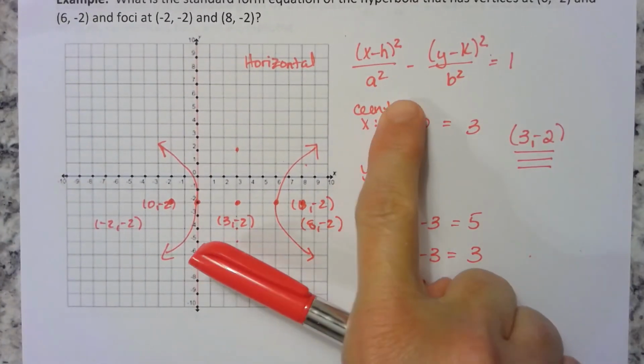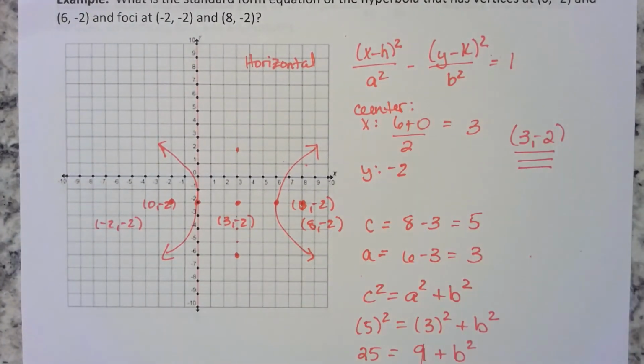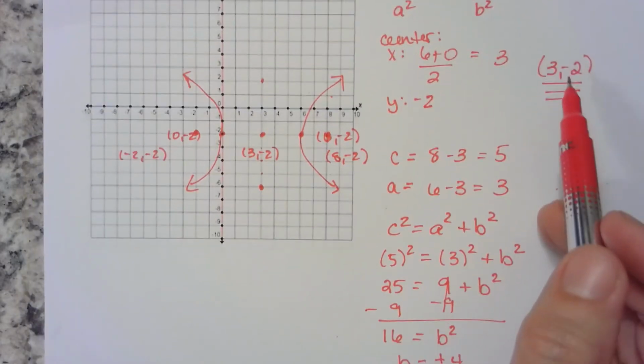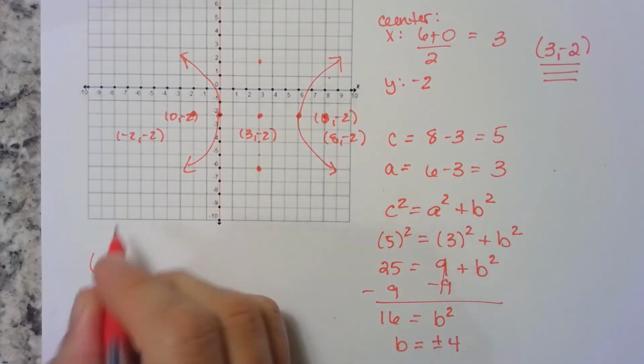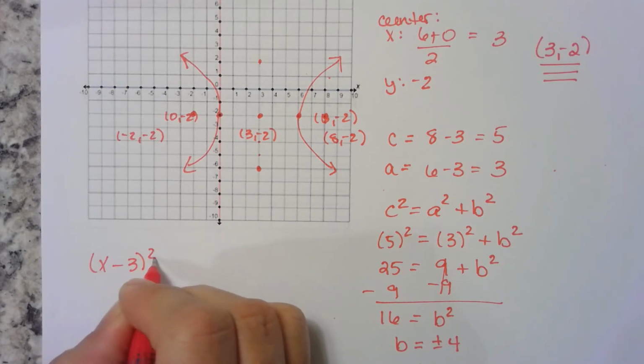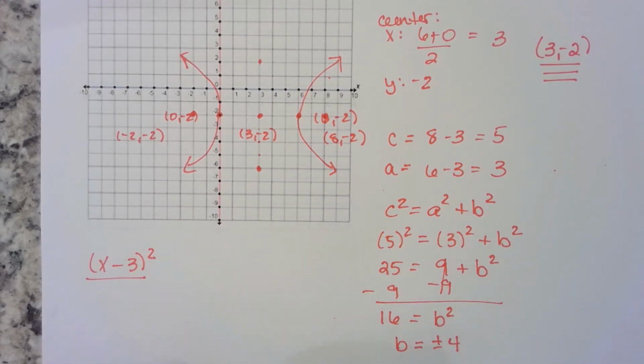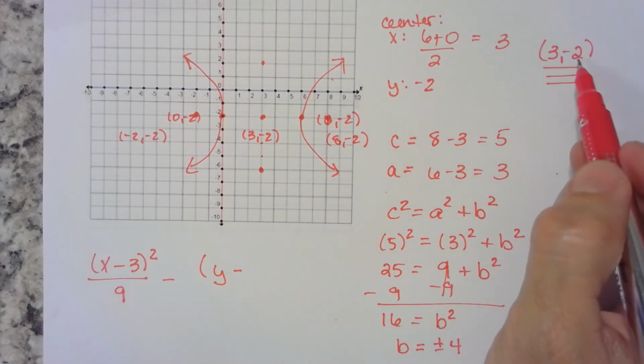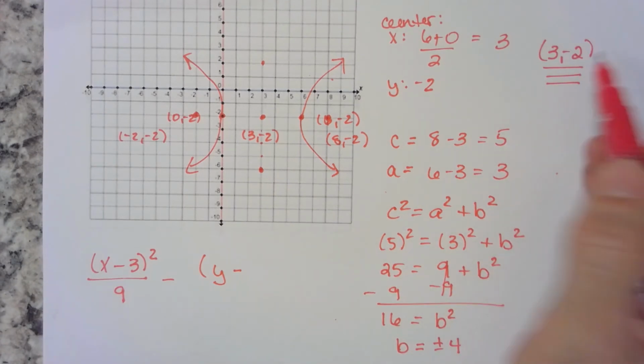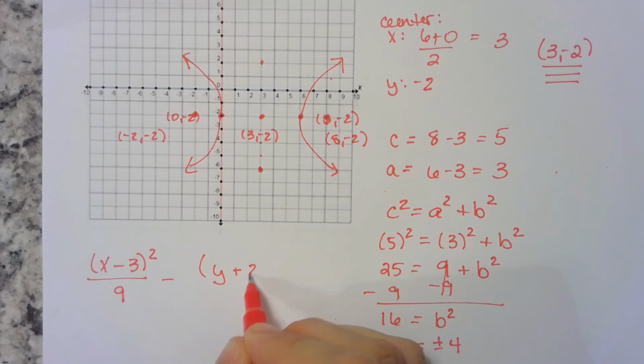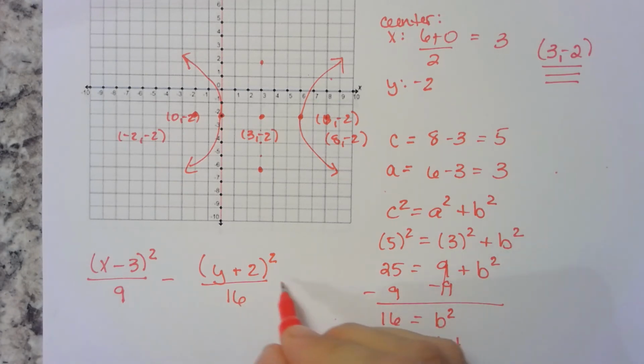Remember, this is our formula. (h, k) represents our center. So we're going to have (x minus 3) squared over a squared. A was 3, so a squared would be 9, minus (y minus k). Well, k is -2. So y minus -2 is y plus 2, over b squared. B squared is 16, and it's equal to 1.